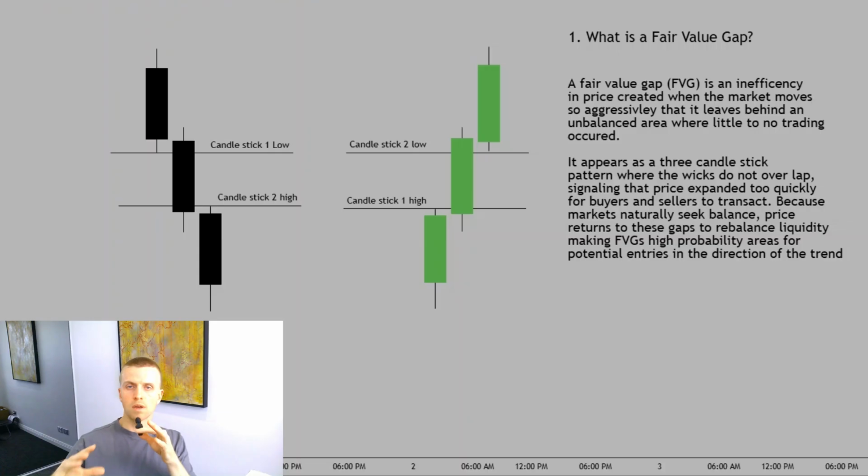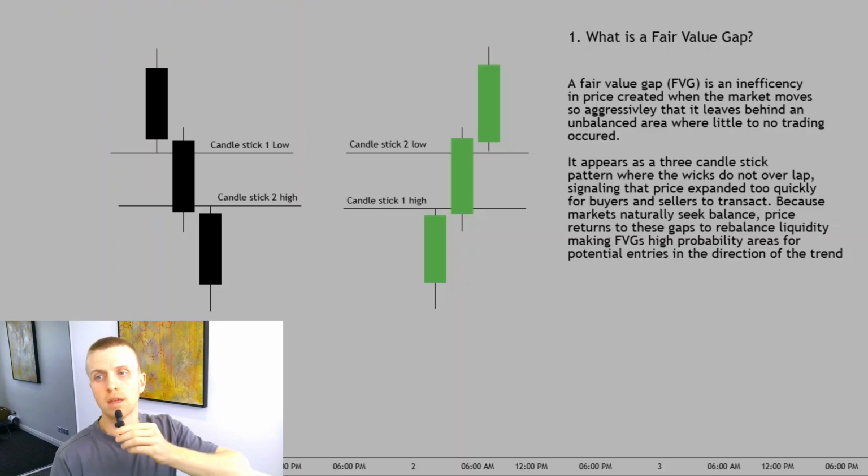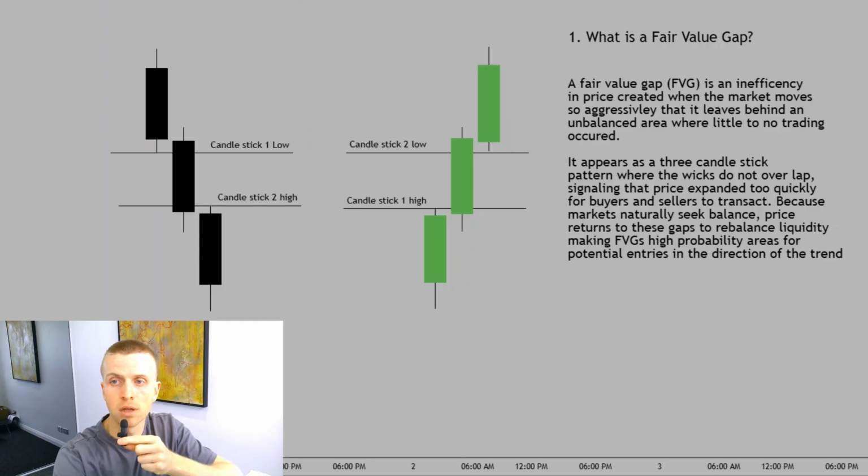Okay, so we're going to be covering fair value gaps first, just defining what they are really. A fair value gap is an inefficiency in price created when the market moves so aggressively that it leaves behind an unbalanced area where little to no trading occurred. It appears as a 3 candlestick pattern where the wicks do not overlap, signaling that price expanded too quickly for buyers and sellers to transact. Because markets naturally seek balance, price returns to these gaps to rebalance liquidity, making FVGs high probability areas for potential entries in the direction of the trend.